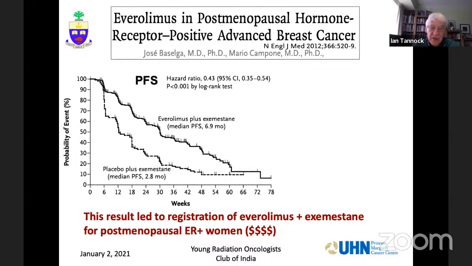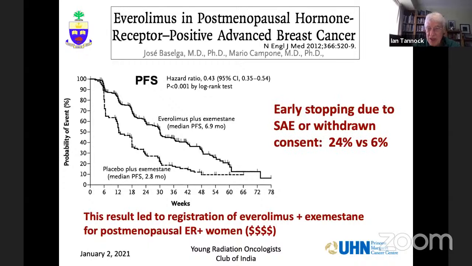So this happened in this trial of everolimus, again, for hormone receptor positive breast cancer, added to a steroidal aromatase inhibitor after women had progressed on standard hormone therapy. And it looks a very impressive result, a hazard ratio of 0.43, highly statistically significant. But what is the problem?